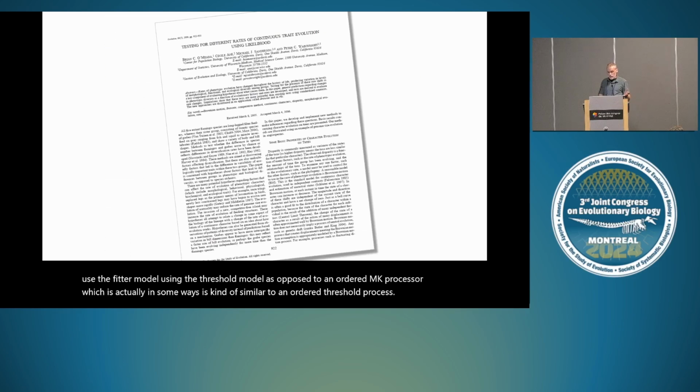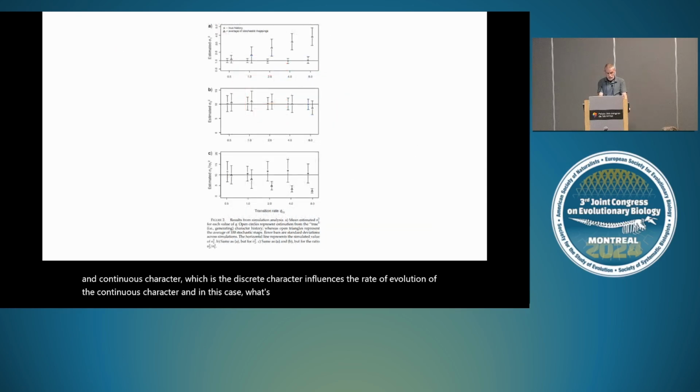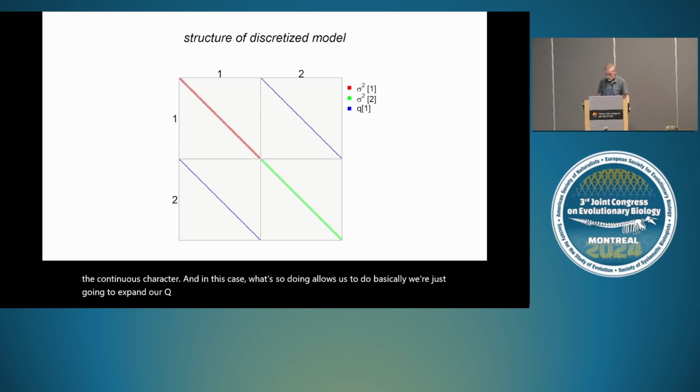And the last, and potentially more interesting, application that I've developed for this is one for the study of the joint evolution of a discrete and continuous character, in which the discrete character influences the rate of evolution of the continuous character. In this case, what doing so allows us to do is basically expand our Q matrix such that we have the rates of evolution within each level of our discrete character and then the rates of transition between the levels of the discrete character.